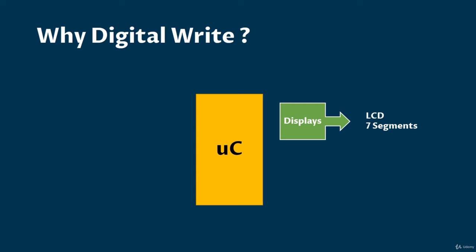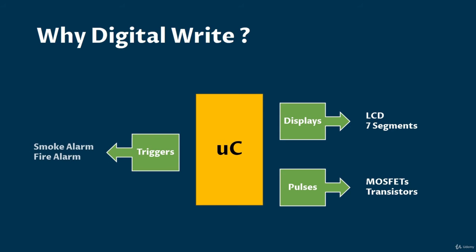You can also send pulses to some devices which are compatible with it, like in switching circuits, the controller sends pulses to MOSFETs, transistors. In triggering circuits, like if a smoke sensor detects a high concentration of smoke, then the controller on that condition can trigger an alarm by controlling a simple output. These are few instances where digitalWrite is used.